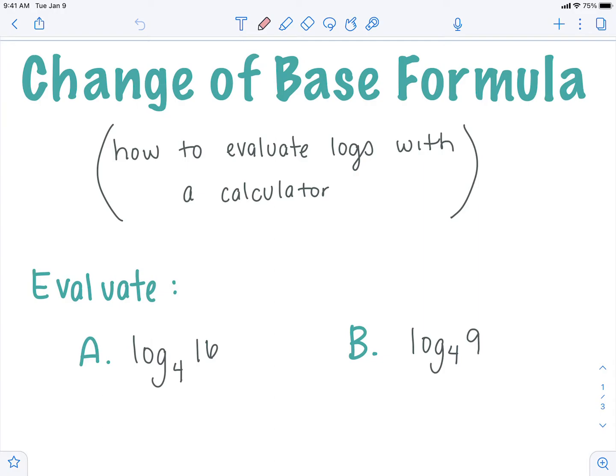So today we're going to look at how you would actually evaluate a log when you can't get the numbers to be in the same base. So the change of base formula lets us actually type a log into the calculator, because the calculator does not allow you to use the little base part of the log. The calculator only allows you to put in logs that are base 10. So in order to put in logs that have bases other than 10, we have to use the change of base formula.